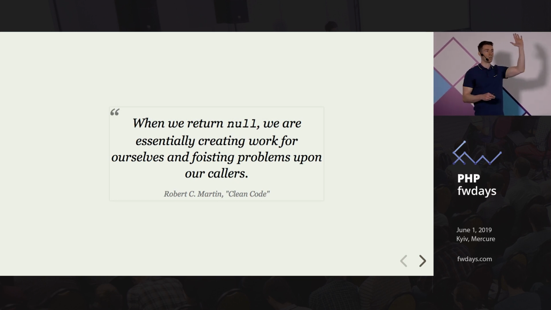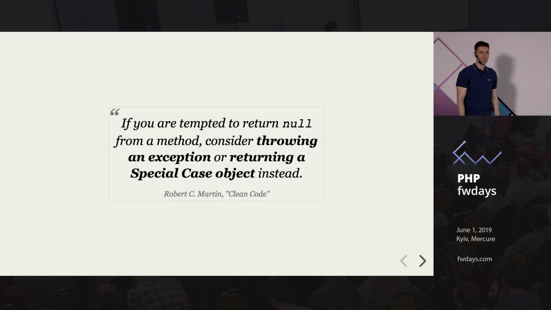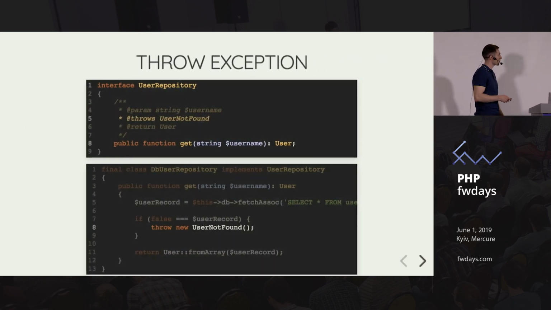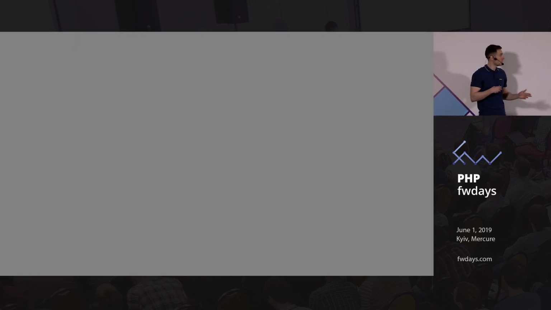Who has read this book? Many of us. In that same book, Uncle Bob also suggests two alternatives. One is to throw an exception, and the other is to return a special case object. So let's examine both. The first solution would be to throw an exception as part of your API contract, some meaningful exception, and guide the consumer instead of returning some values for which he probably won't be prepared.